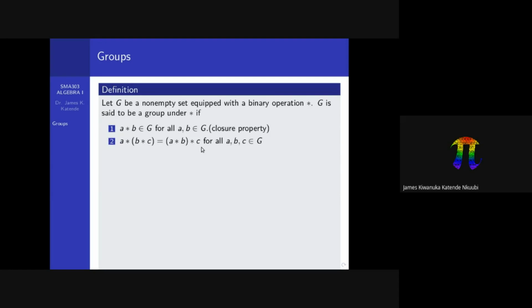So the next thing is associativity. So you can put your brackets anywhere. If you put your brackets here, there's no problem if you put your brackets here as well. So this is the associative property. And this does not matter. Any three that you pick from the group, it will satisfy this associative property. A star B star C with the brackets on B and C is the same as A star B star C with the brackets on A and B.